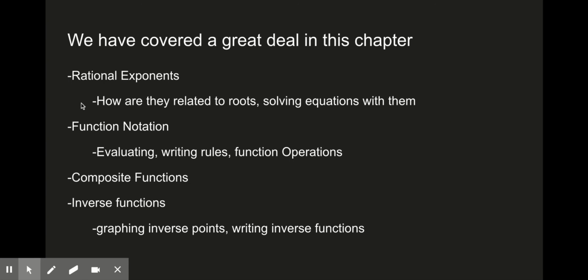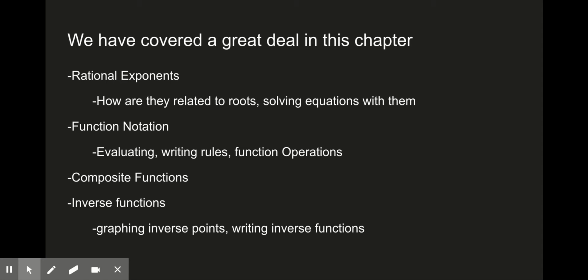All right. The first one will cover these first two things: rational exponents, how they're related to roots, solving equations, and we'll talk about function notation. Then tomorrow I'll have a video and some practice for composite functions and inverse functions. And then the goal will be that at the end of the week, we'll feel ready for our assessment.